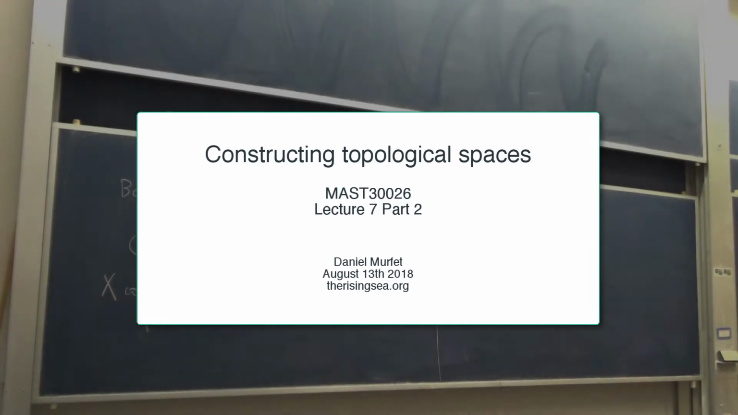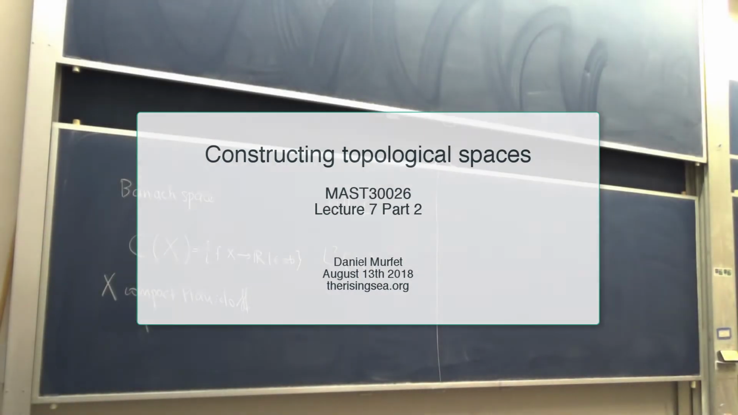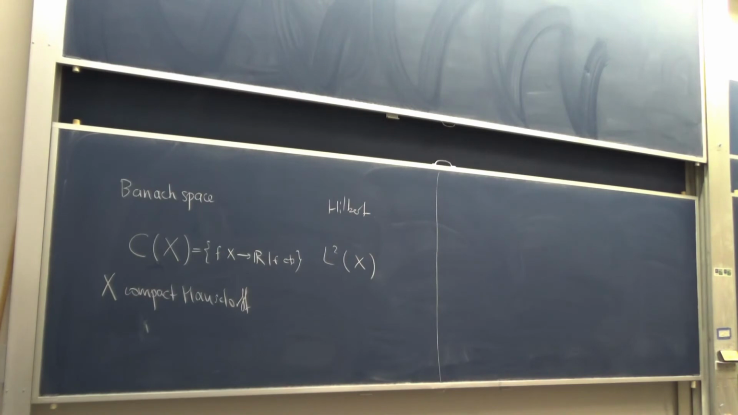Okay, so last lecture we discussed the product of a family of topological spaces. Today I want to do the union, or disjoint union, and also the pushout, which is just the general way of talking about gluing spaces onto one another.